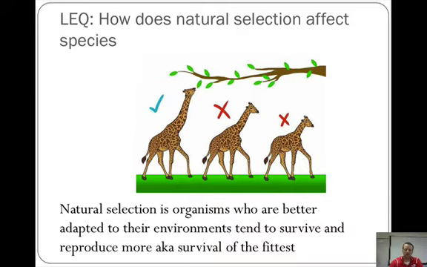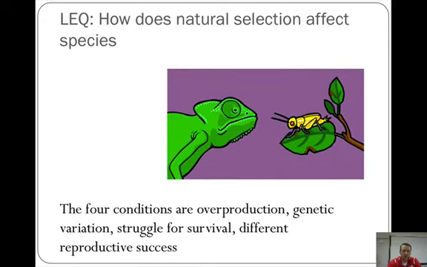Moving on to those 4 conditions, which they hit a little bit already, they are overproduction, genetic variation, struggle for survival, and different reproductive success. Overproduction basically means organisms overproduce in the sense of offspring. We'll get into why that occurs, but it's very important that these 4 conditions happen for natural selection to occur.